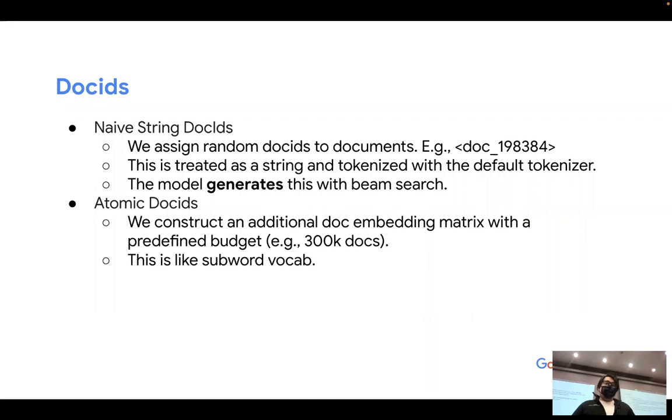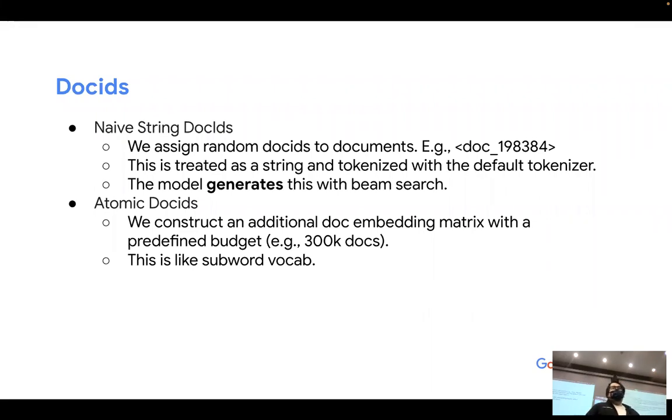The second thing that we investigate is atomic doc IDs. The meaning of atomic is basically that we consider the doc ID to be an entire token. So we reserve special tokens for these atomic doc IDs. We construct an additional document embedding matrix with a predefined budget. If you have 300K docs, you create a matrix of 300K documents. This is just like a word vocabulary layer. There's nothing very special here. The only thing is that it adds cost, because you add parameters to your model.